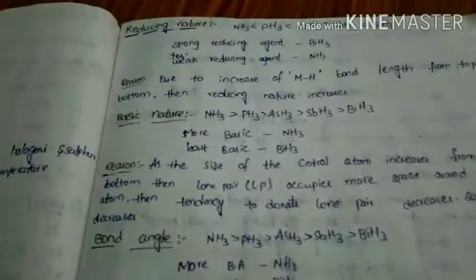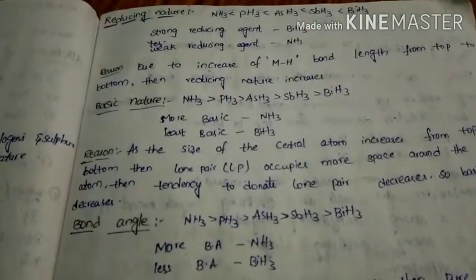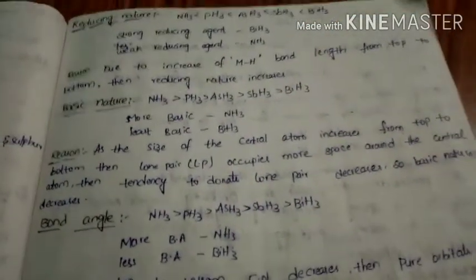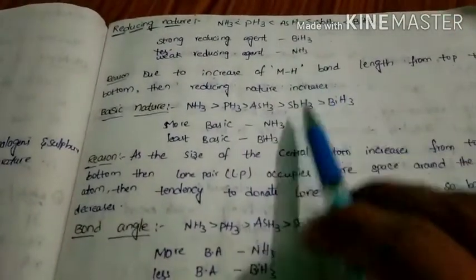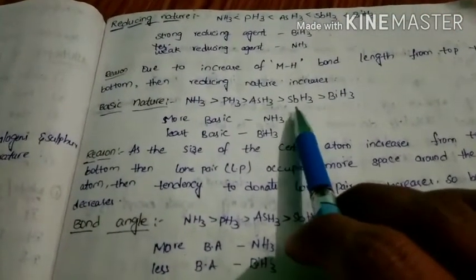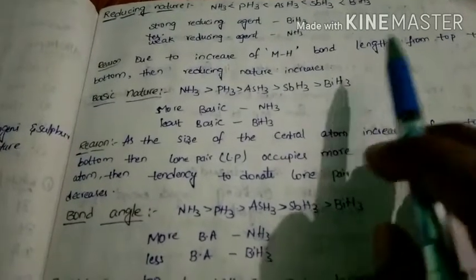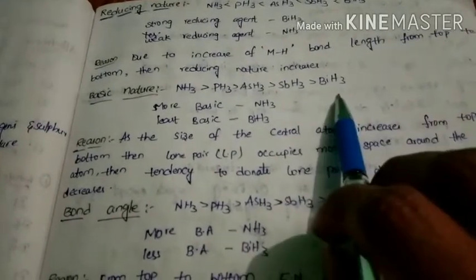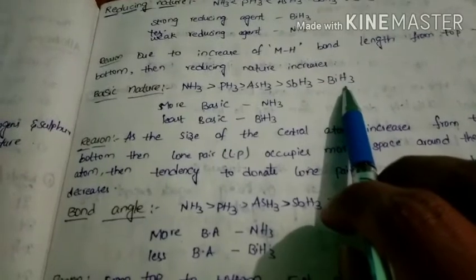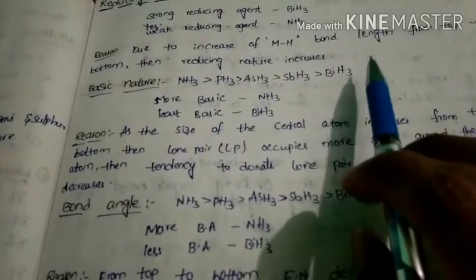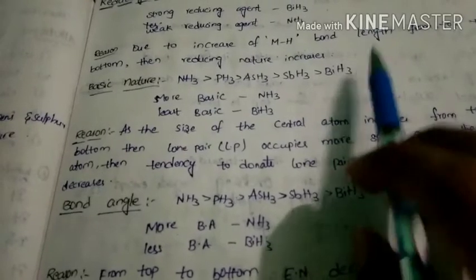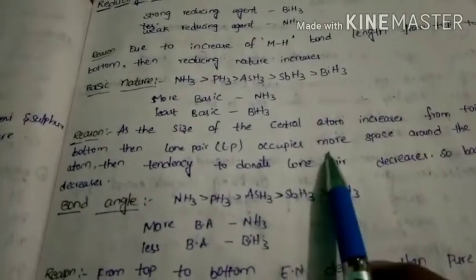Next point, reducing nature. Reducing nature means tendency to lose hydrogen atoms. We know that from top to bottom, atomic size increases. If atomic size increases, bond length increases. If bond length increases, bond energy decreases. Bond energy decreases means that the bond readily breaks. If that bond readily breaks, then those molecules readily lose hydrogens.